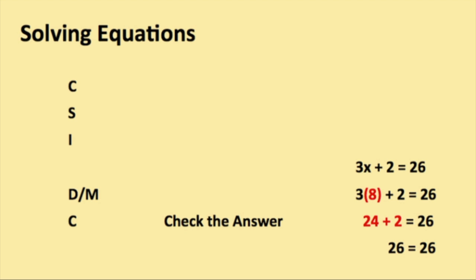It's important to note here that the answer is not 26. The answer is x, or the unknown number, is equal to 8. That's when both sides are balanced.